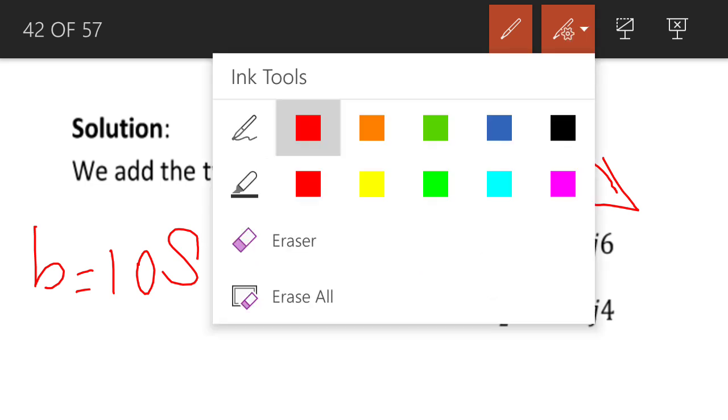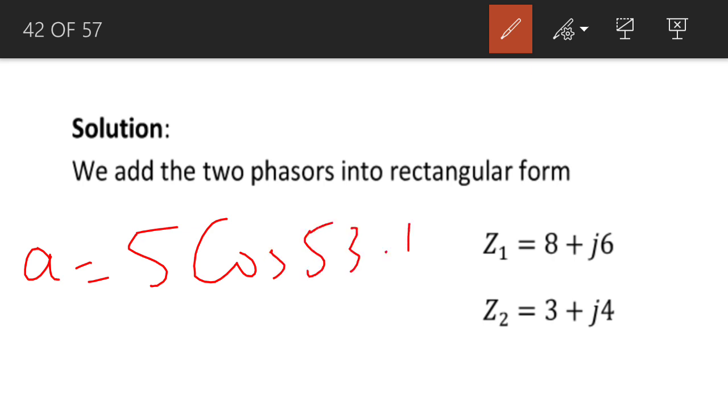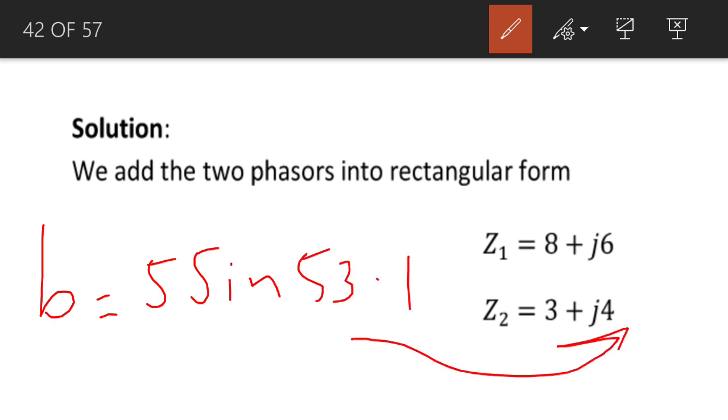Let us convert Z2 into rectangular form. If you want to convert Z2, the real component will be equal to 5 into cos of 53.1, and cos of 53.1 results in 3. This is how we calculate the real component of Z2. If you want to compute the imaginary component of Z2, it will be equal to 5 into sine of 53.1, so that will be equal to 4.